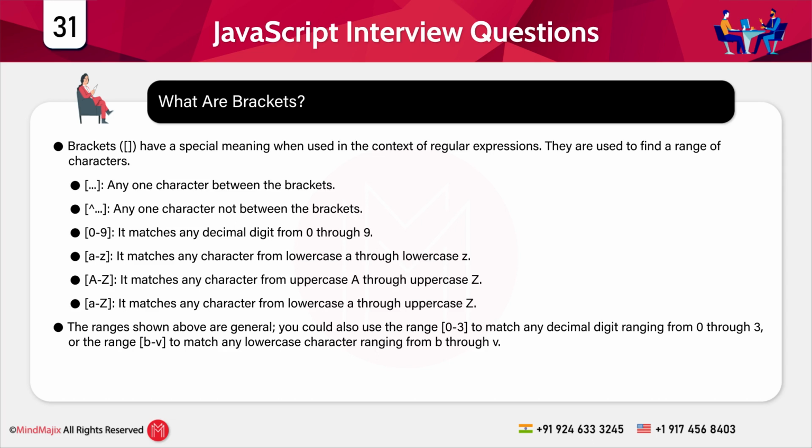In brackets 0 to 9, it matches any decimal digit from 0 to 9. In brackets a to z, it matches any character from lowercase a through z. Capital A to Z, it matches any character from uppercase A through Z. Small a to capital Z, it matches any character from lowercase a through uppercase Z. The ranges shown above are general. You could also use 0 to 3 to match any decimal digits ranging from 0 to 3.